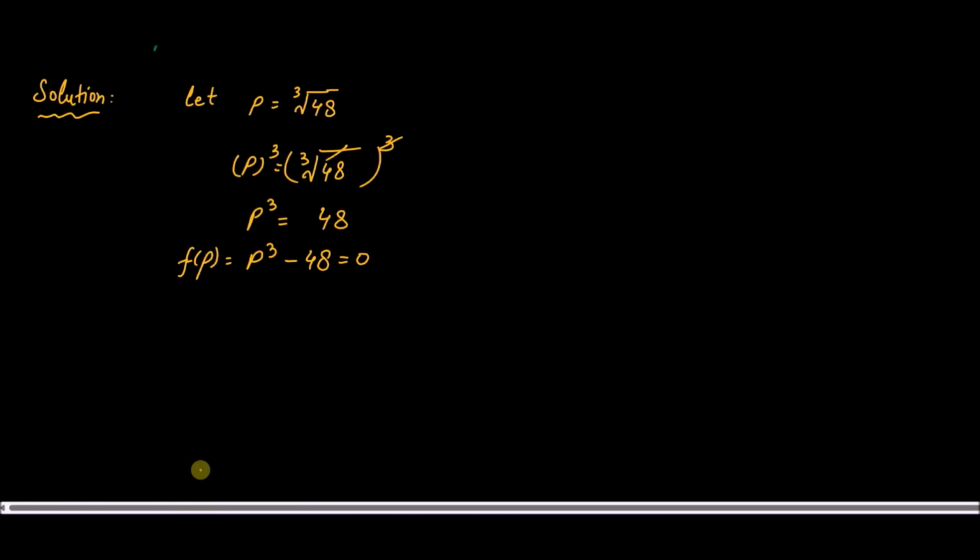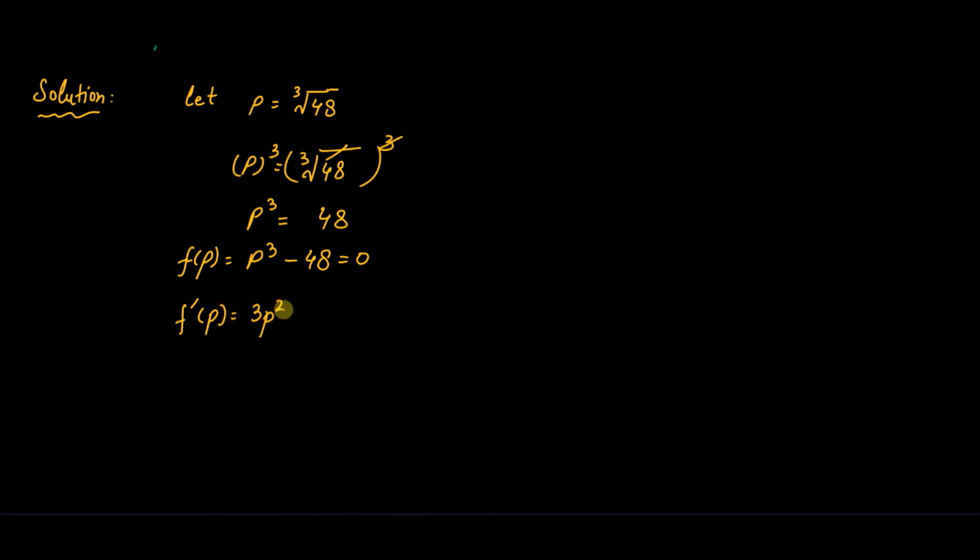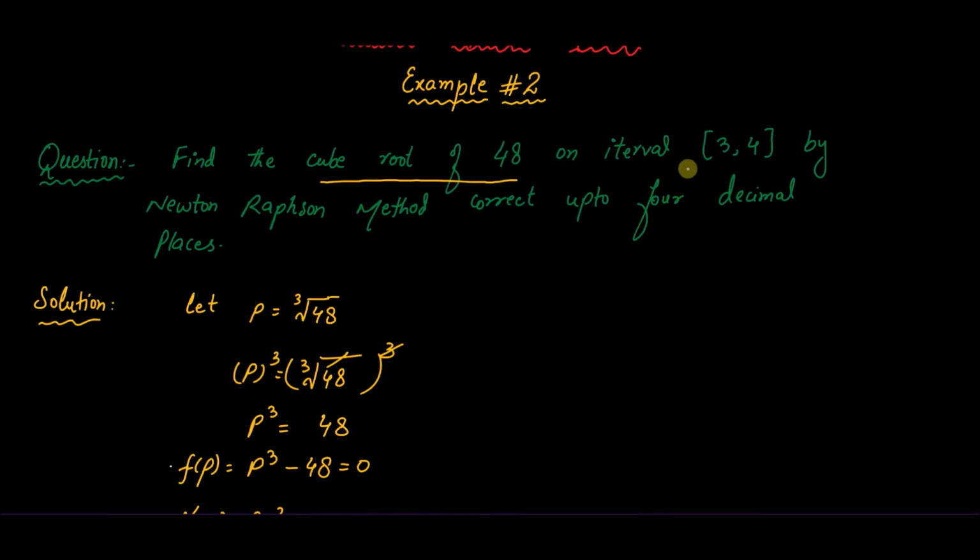After finding the function, we need to find the derivative too. So f prime of p equals 3p squared, which is not equal to 0, so we can easily proceed. After this, we are given an interval, that is [3, 4]. So first of all, we are going to check whether our root lies in that interval or not.